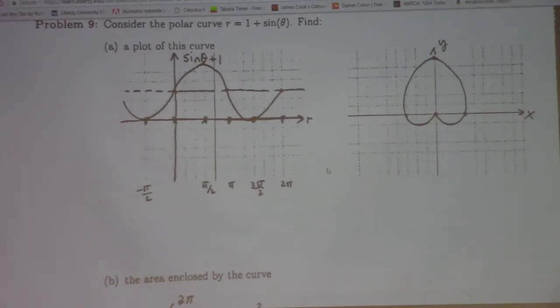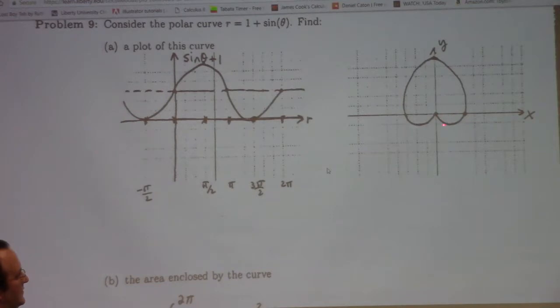Problem 9. You guys have got to chase down your demons here. This is a problem you must not miss on the test, and many of you missed it because you did not do this correctly. When you look at this, you've got to think carefully. Going from 0 to pi, we start out at radius 1, we go all the way out to radius 2 at pi over 2, and then we come back to 0 at 3 pi over 2.